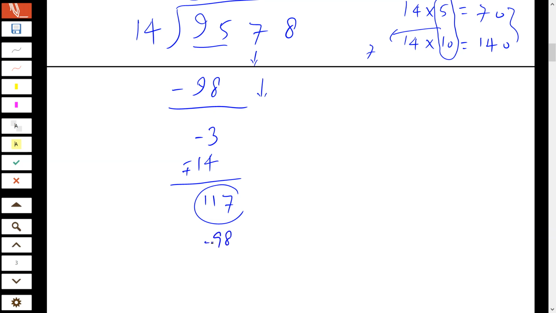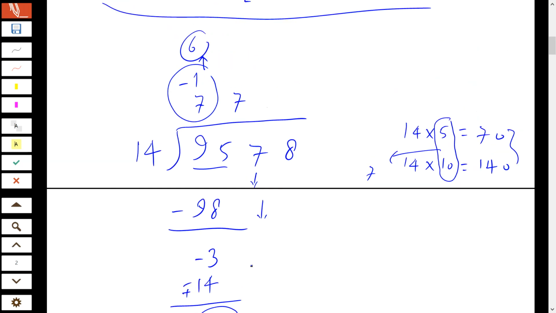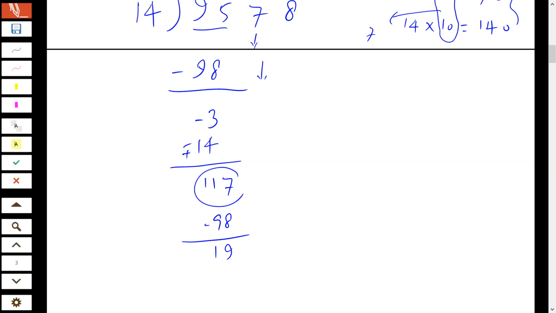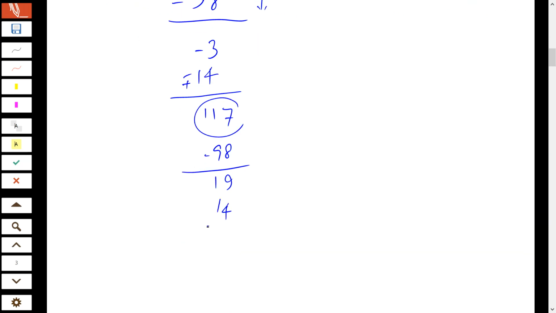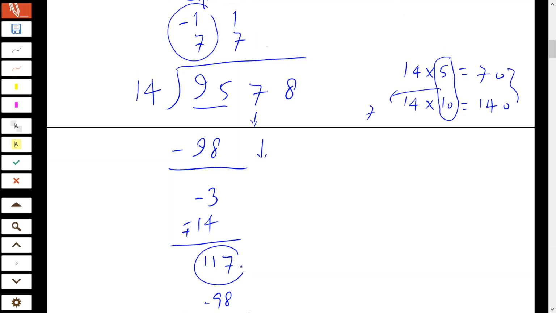Okay. Subtract it. What do I get? 9 and 1. 17 minus 8 is 9. And 10 minus 9 is 1. 19 is not acceptable because it's larger than 14. So it means that we need one more try. This time it's positive because this is larger. So 14 times 1 is 14. And what do I get? 5. Yeah, 5 is acceptable because it is positive and it is smaller than 14.